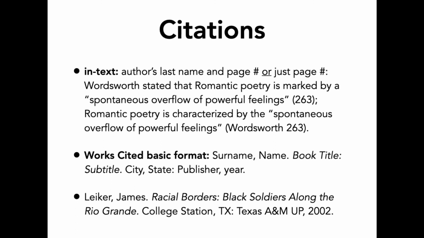So you'll start with the author's surname or last name and then comma first name. Then you'll put the book title or the website title depending on where you got your source from, and that will be in italics. If there is a subtitle, then you'll put a colon after the main title and then the subtitle. After that, you put the city and the state where the book was published, and then the publisher name, comma, and the year when it was published.